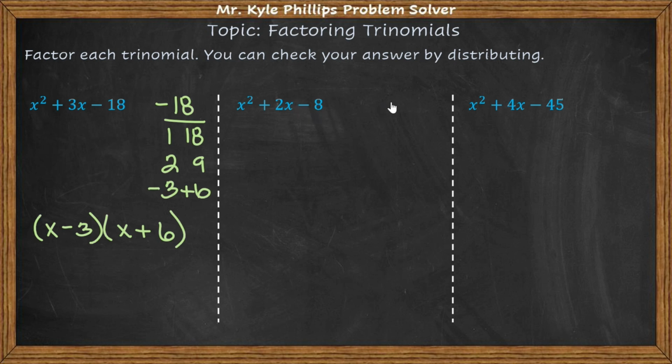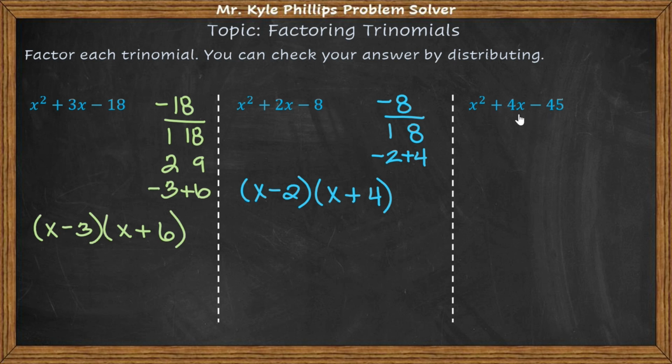So here we have negative 8. So let's write out my factors. 1 and 8. Can I combine these in any way to get 2? Not really. All right, how about 2 and 4? Yeah, 4 minus 2 would give me 2, right? Now, one of these has to be negative to get the negative 8. And we just said 4 minus 2. So here, the 4 would be positive and the 2 would be negative. So my factors would be x minus 2 and x plus 4.